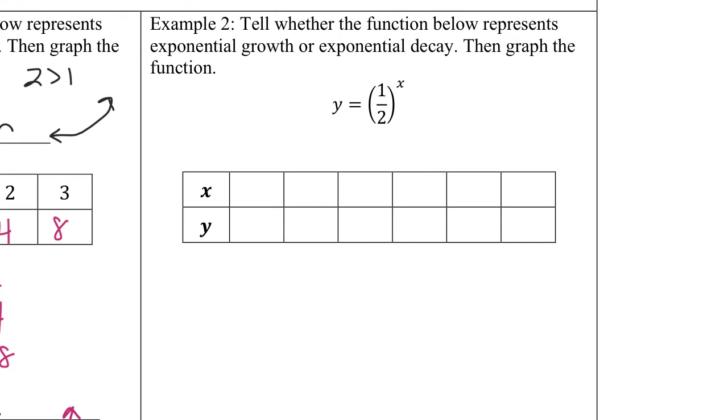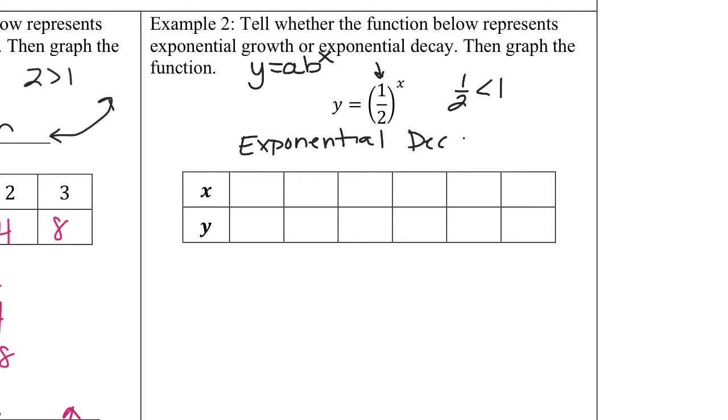Example 2. Tell whether the function below represents exponential growth or exponential decay, then graph the function. So again, our general layout is y equals ab to the x. So b is that 1 half. So we have 1 half, which is smaller than 1. So in this case, we have exponential decay, which means our graph is going to be decreasing from left to right.